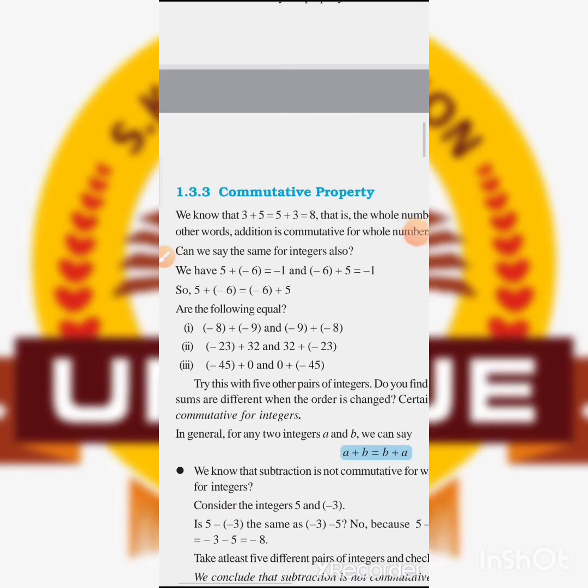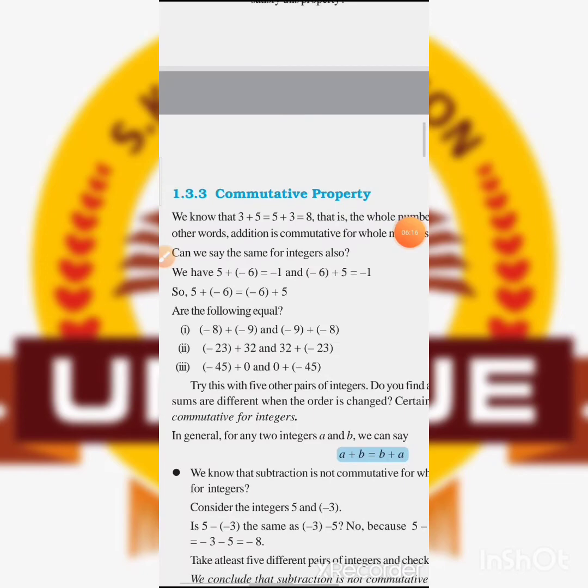Now the next property is the commutative property. As we know from the 6th standard, it means that we can add numbers in any order. This property is satisfied for whole numbers. Can we say the same thing for integers also? Let's check that with an example.